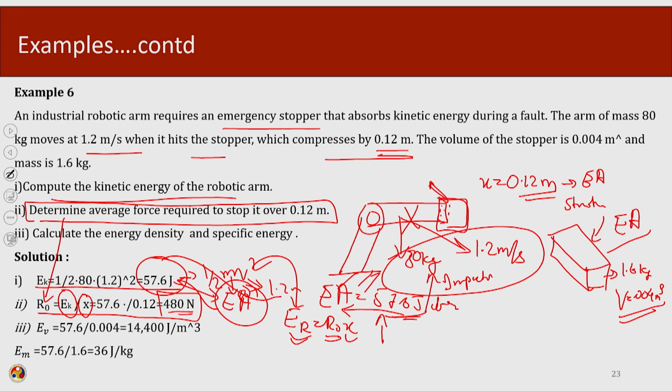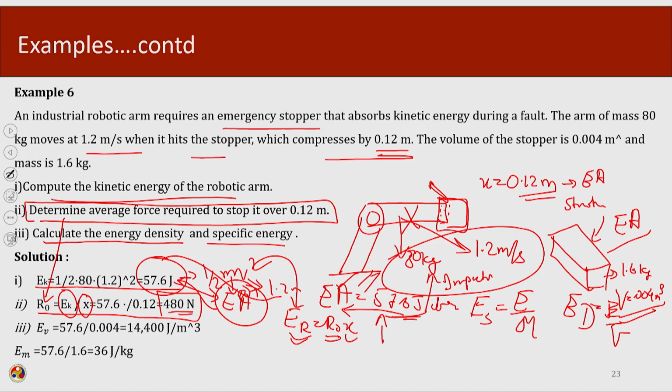After that, we are asked to calculate the energy density and the specific energy. Specific energy and the energy density we have seen earlier. Specific energy has to do with the total energy per unit mass, and energy density has to do with the total energy per unit volume.